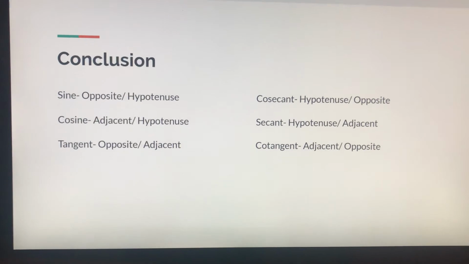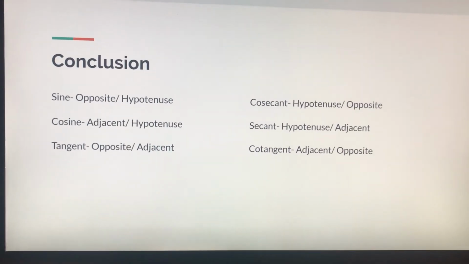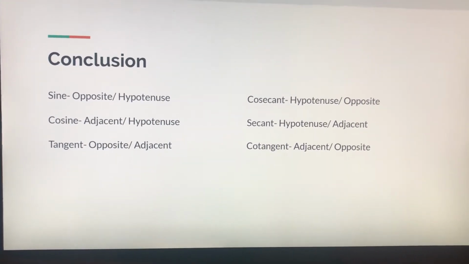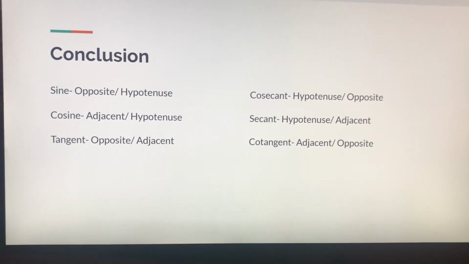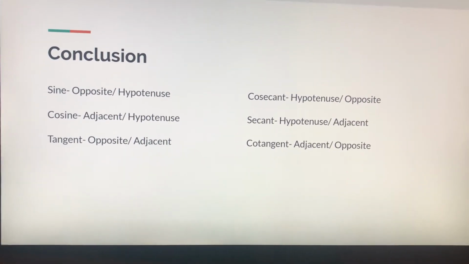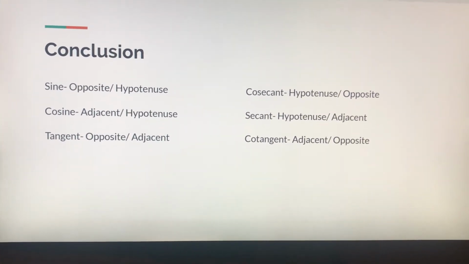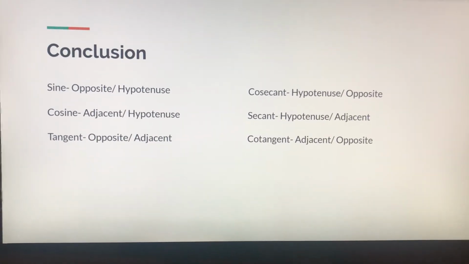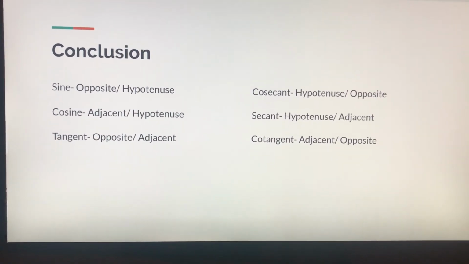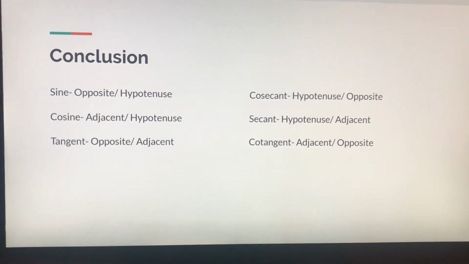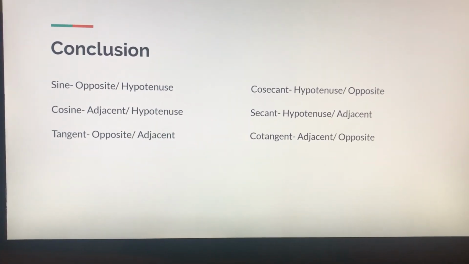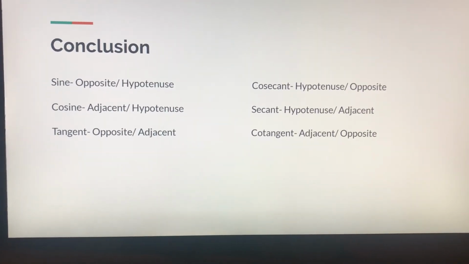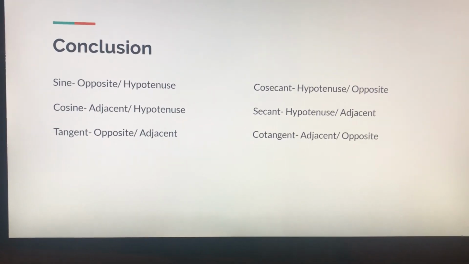So in this lesson, you learned sine, which is opposite over hypotenuse; cosine, which is adjacent over hypotenuse; tangent, which is opposite over adjacent. And you also learned the new reciprocal trig ratios, which would be cosecant, which is hypotenuse over opposite; secant, which is hypotenuse over adjacent; and cotangent, which is adjacent over opposite.